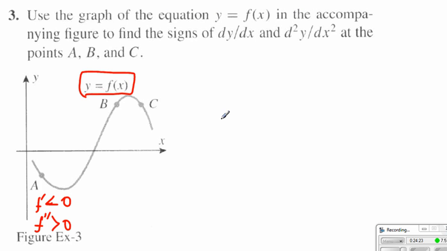How about B and C? At B, f prime is positive because it's going up, but the double derivative is negative because it's cupped down, negative concavity. How about C? In case of C, the first derivative is negative because it's going down, and so is the second derivative because of the negative concavity, it's cupped down.